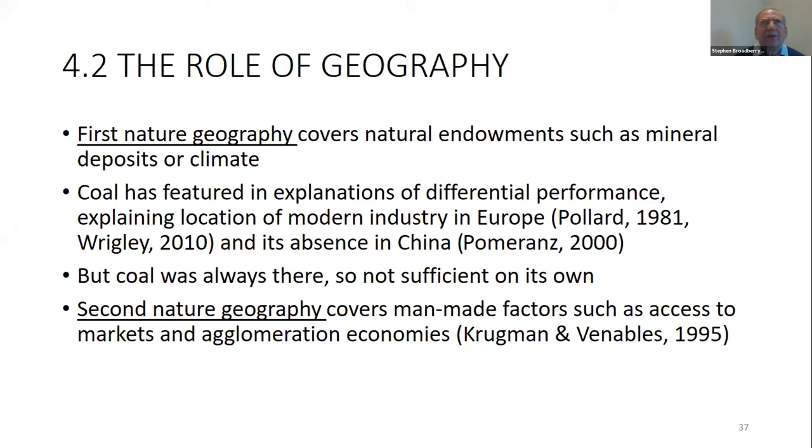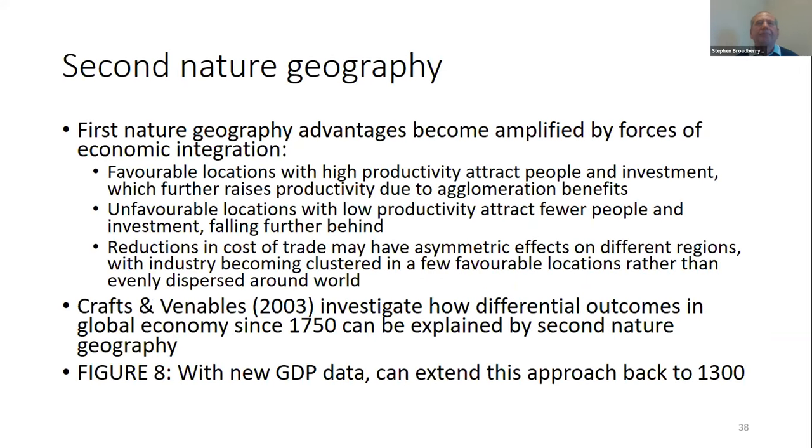However, I think we can't stop at first nature geography, because something like coal was always there under the ground. And the interesting issue is, when is it utilized? And this brings us to second nature geography, where we have to think about man-made factors like access to markets, agglomeration economies. So this is very much drawing on the new economic geography literature of people like Krugman and Venables.